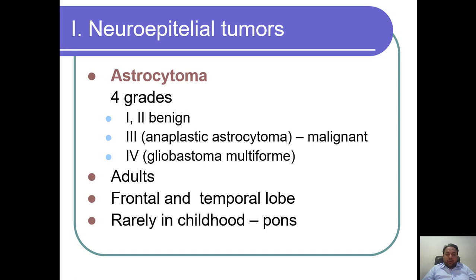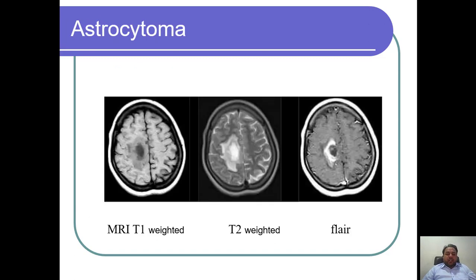Now the common tumors, astrocytoma. WHO classifies astrocytoma into 4 grades. Grade 1 and 2 are benign. Grade 3 is called anaplastic astrocytoma. Grade 4 is called glioblastoma multiforme. It's a common tumor of adults and it commonly localizes to the frontal and the temporal lobes. It's very rarely seen in childhood.